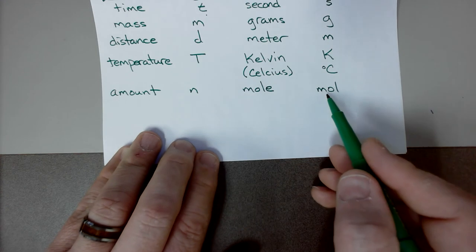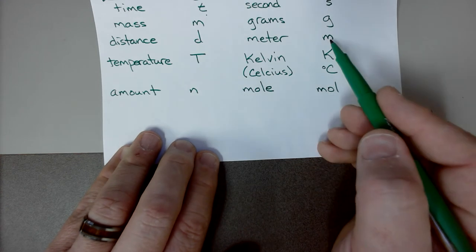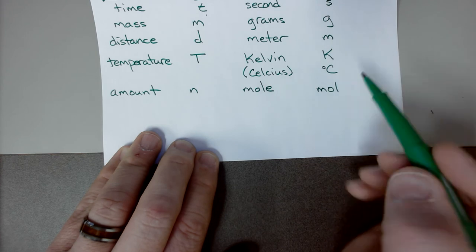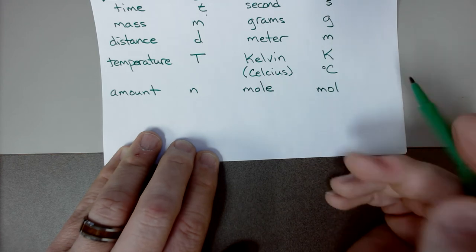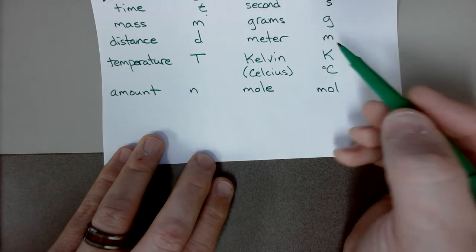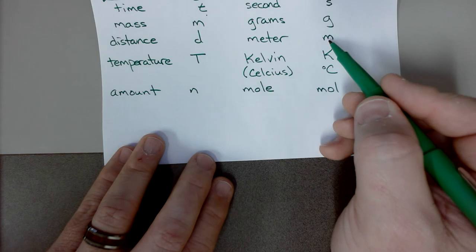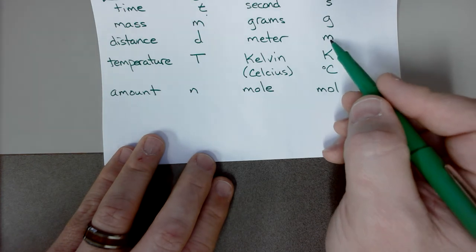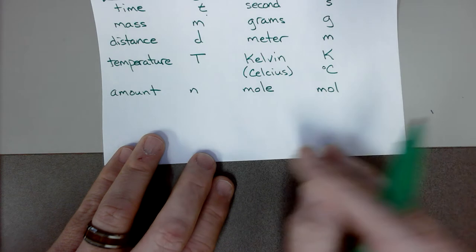You can't use M because M is already used for mass, distance, or meters, so we have to write mol. And in fact, anytime you have another unit like mile, you cannot use an M for that unit. You have to write out mi or mil or something, because M means meter, not mile.